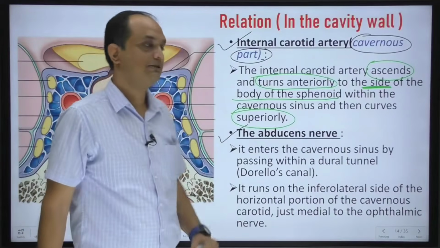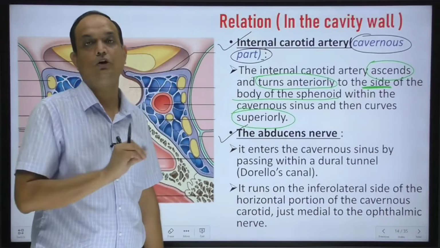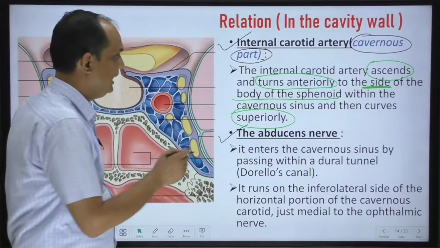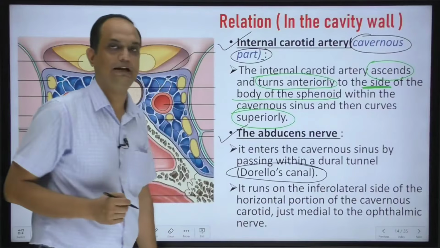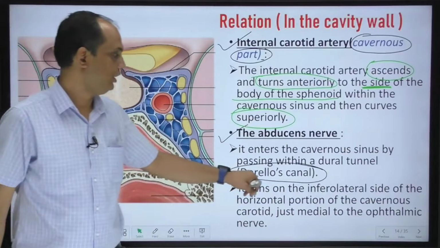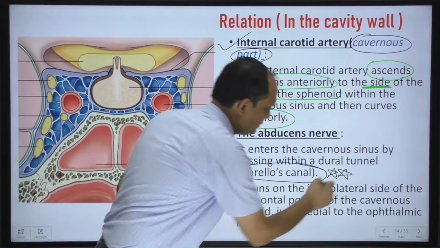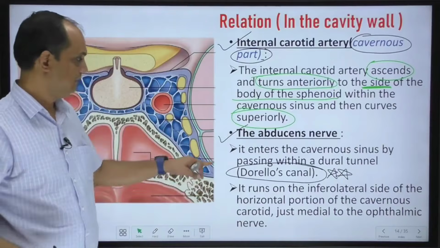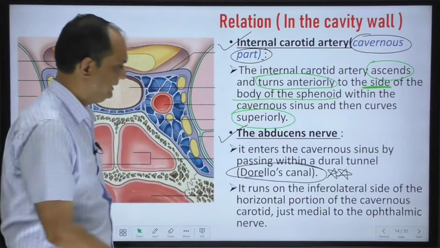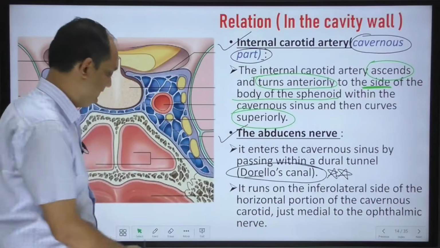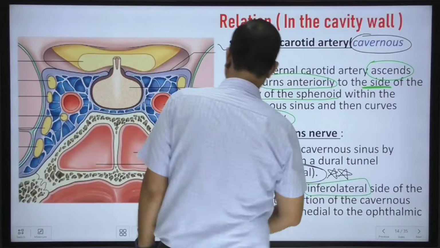Then you will have the abducens nerve. You know that it is going to enter into the orbit through the superior orbital fissure, and this nerve passes through a dural canal to reach the sinus, and this canal is known as Dorello's canal. Now this is the question of your exam. So many times you have this one line question. When you see the abducens nerve, it is passing within a dural canal known as Dorello's canal. Then it runs in infero-lateral relation. Now this is again a question of your exam, infero-lateral relation.